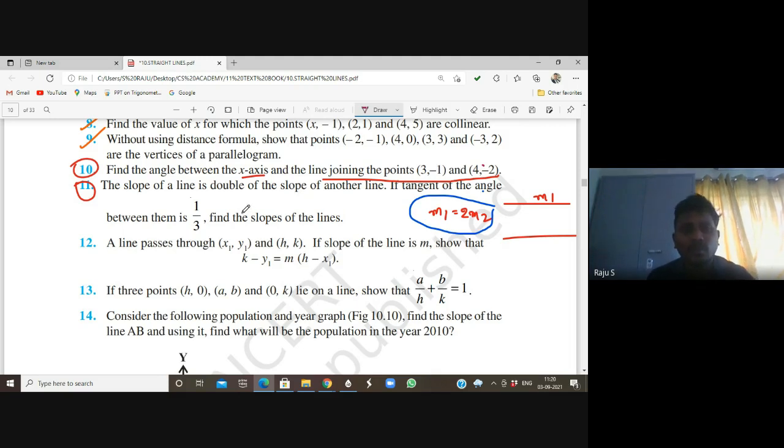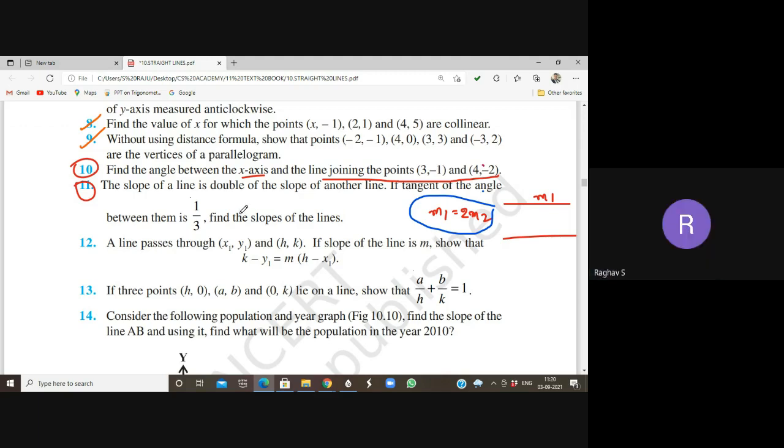So what shall we do, students, here? Is it difficult? No, not at all difficult. So tan theta is equal to the modulus of m2 minus m1 by 1 plus m1 m2.